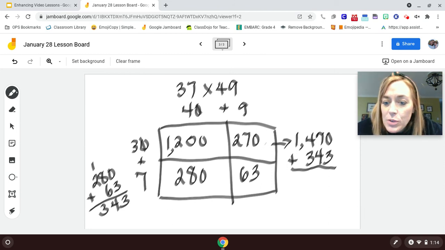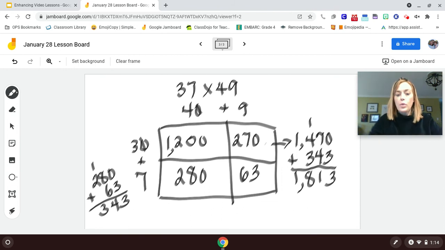So now let's add. 0 plus 3 is 3. 7 plus 4, you're right, 11. 4 plus 1 is 5, and 3 more is 8. 1 plus 0. So my answer is 1,813. Okay, hopefully this practice has been beneficial for you.